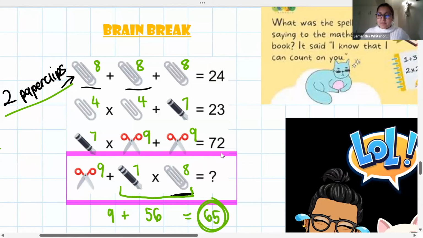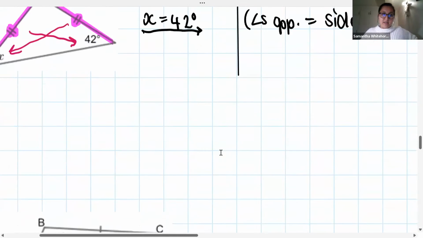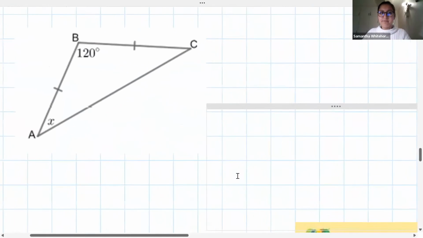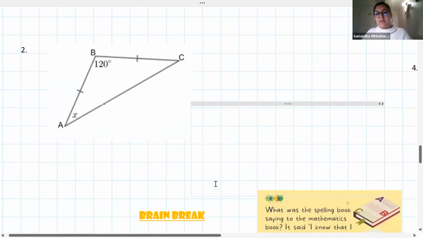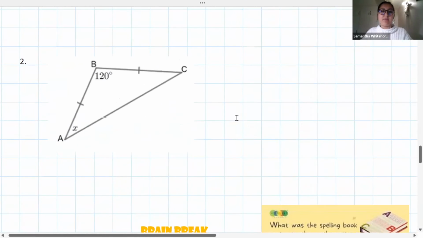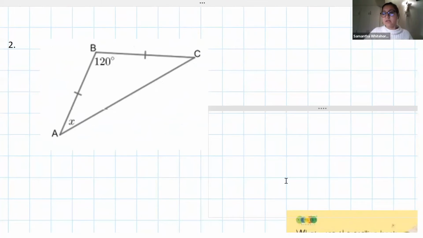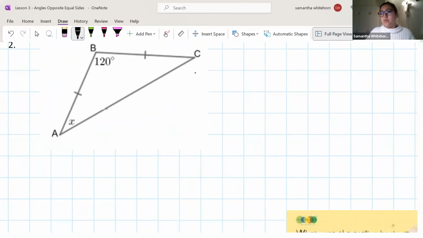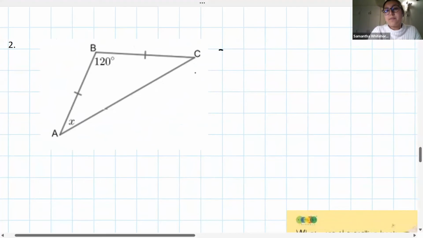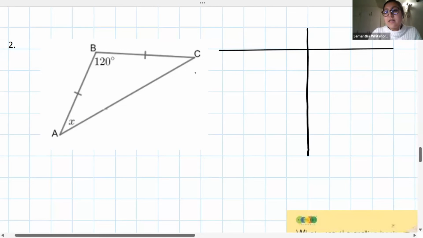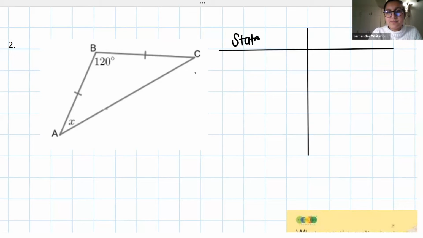Alrighty, guys. So we're going to have a look at some more examples. The next one I want to have a look at is this one here, and then I'm going to give you some to try by yourselves. This one is slightly different to the question we started with, because the angle that I've given you is not one of the angles opposite our equal sides.